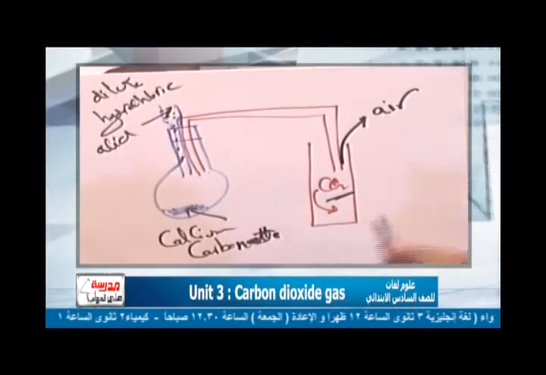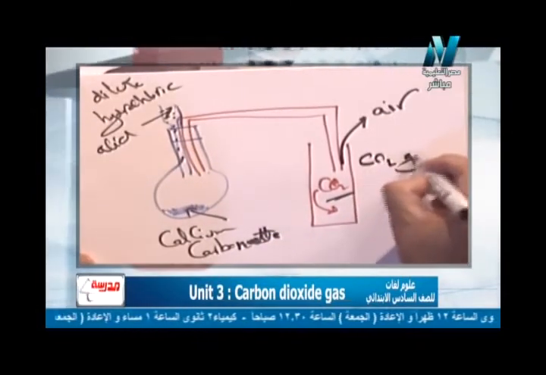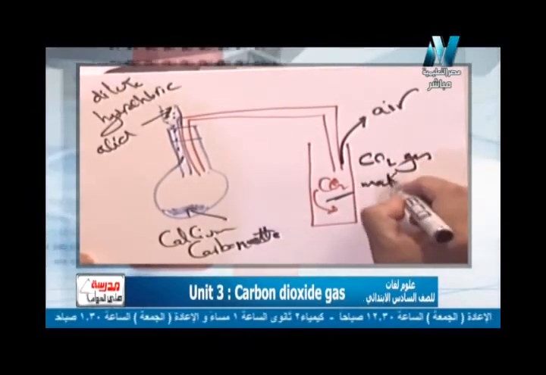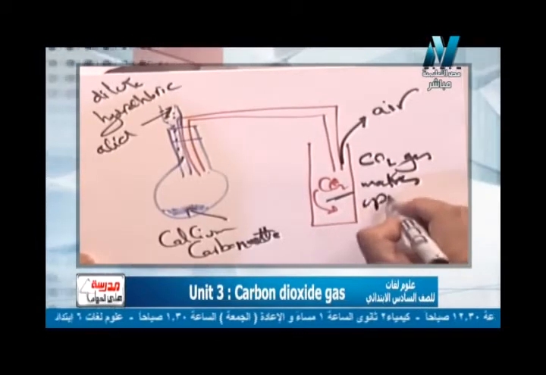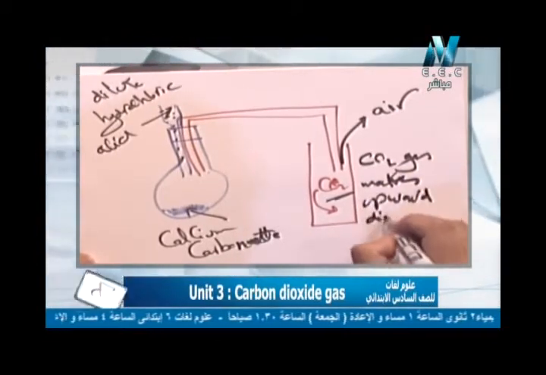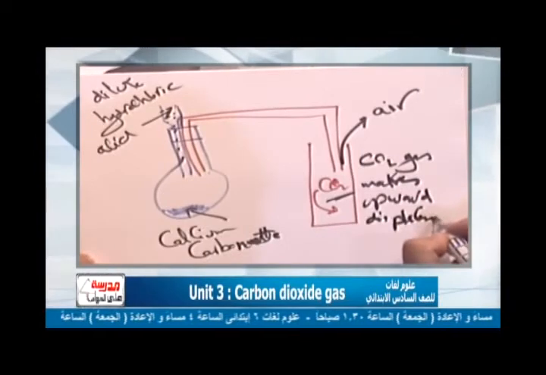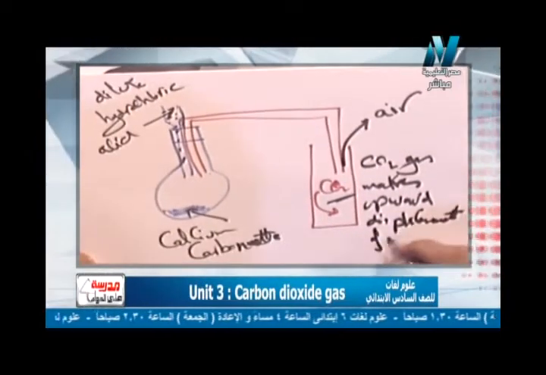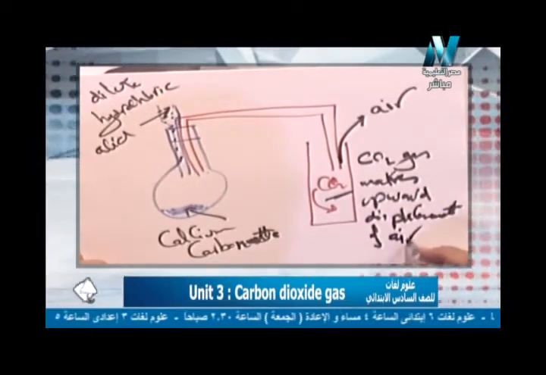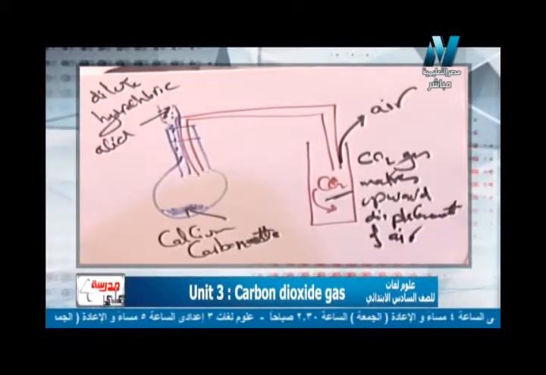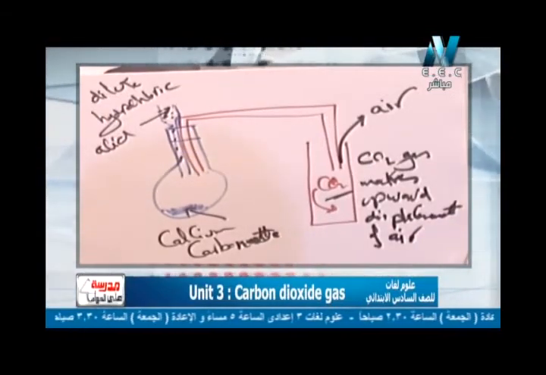هنا الهواء يخرج وهيحل محله الكربون دايوكسيد gas. So what happened here? We can say that carbon dioxide gas makes upward displacement of air، بيعمل إزاحة علوية للهواء. طبعا ده عكس تماما اللي حصل مع الأكسجين جاز. الأكسجين جاز كان بيعمل downward displacement of water، again downward displacement of water.